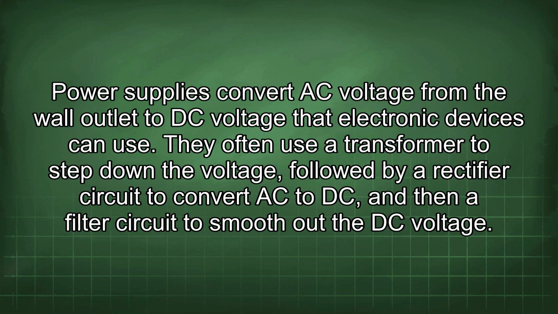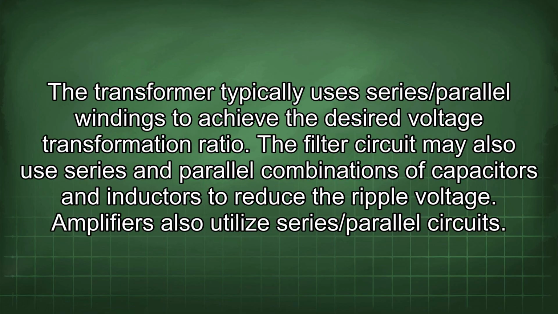Power supplies convert AC voltage from the wall outlet to DC voltage that electronic devices can use. They often use a transformer to step down the voltage, followed by a rectifier circuit to convert AC to DC, and then a filter circuit to smooth out the DC voltage. The transformer typically uses series/parallel windings to achieve the desired voltage transformation ratio. The filter circuit may also use series and parallel combinations of capacitors and inductors to reduce the ripple voltage.